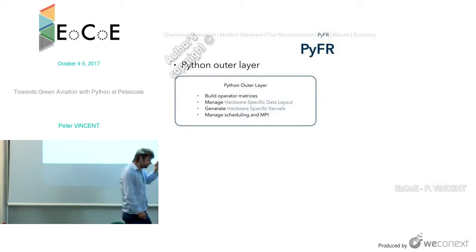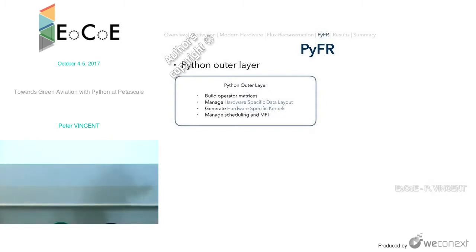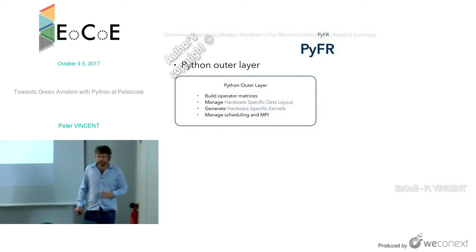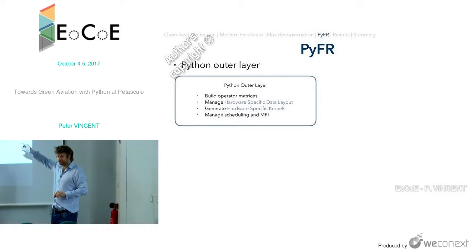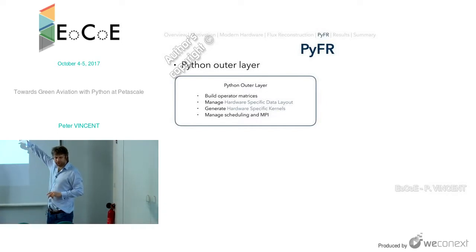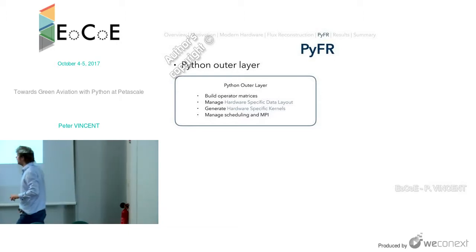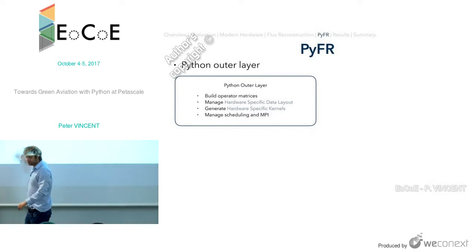So the compute intensive parts of the code designed bespoke for the hardware platform that you want to run on. It manages their generation. Just to give a quick look ahead, we use a runtime code generation paradigm, where the Python generates low-level code at runtime for the particular hardware platform. And then it also manages the MPI layer.